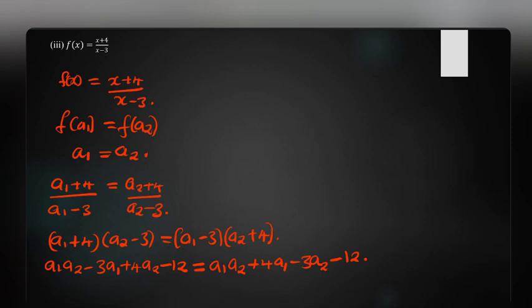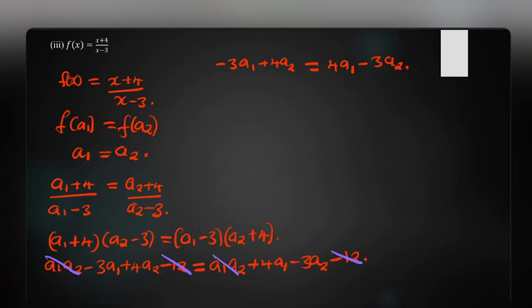So from here we can see that a1a2 can cancel here. Then also negative 12 and negative 12 can cancel. Then from here, what we just need to do is take note of what we have: negative 3a1 plus 4a2, which is equal to 4a1, then minus 3a2.